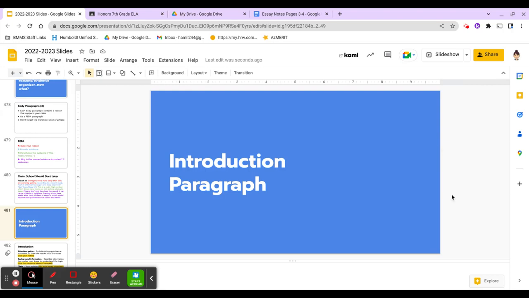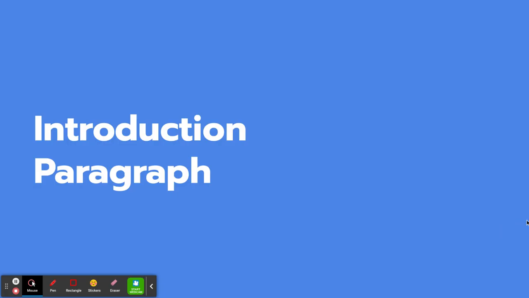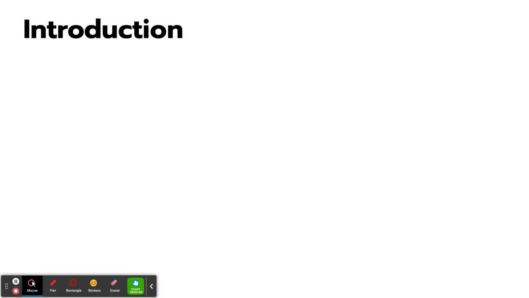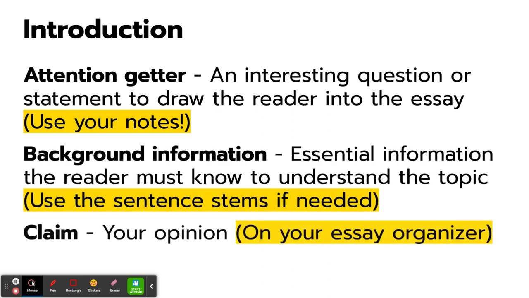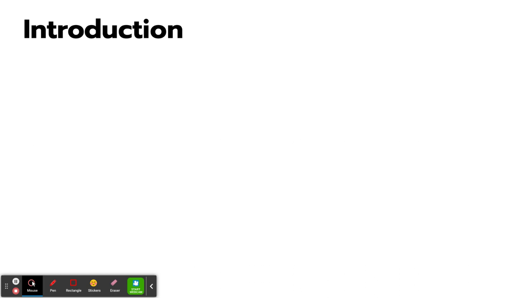Hello. If you are watching this video, it's because you are ready to write your introduction paragraph, and I'm here to explain how to do that. For your intro, there are basically three parts that you need to have. You need to have an attention getter, background information, and your claim. The introduction should probably be about 5 sentences, like a typical paragraph, although it looks a little bit different.